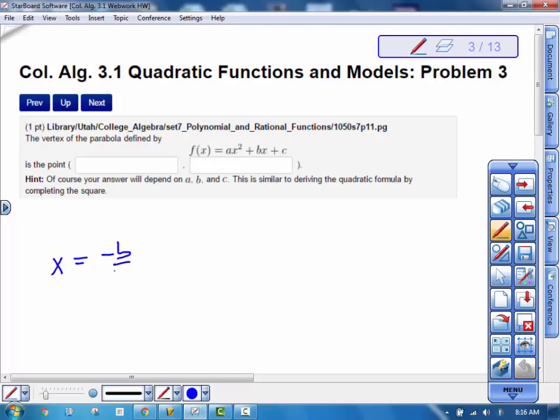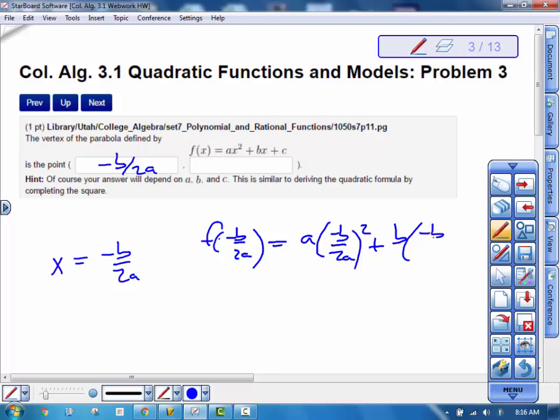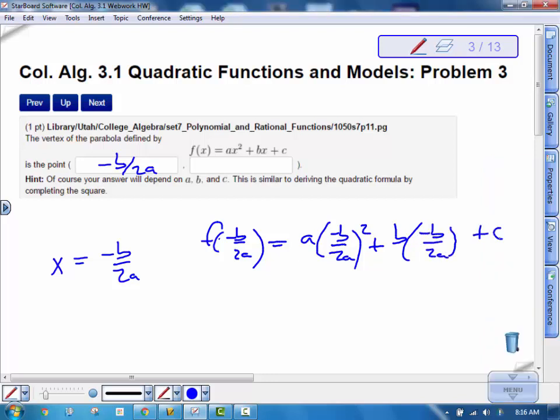So the x-coordinate for the vertex is negative b over 2a. We know that. So that goes here. Negative b over 2a. The hard part is when you plug this back in. When you plug this back in, you get the y-coordinate, which is what we need to put here. So we need f of this negative b over 2a. So when we plug that in, we get a times negative b over 2a squared plus b times negative b over 2a plus c. Now we just need to simplify this. So this would be a times, double negatives cancel when you square this, so you get b squared over 4a squared plus here we get negative b squared over 2a plus c.